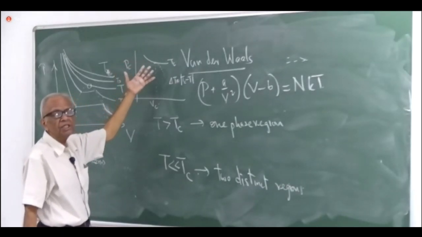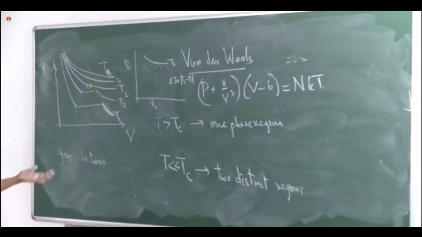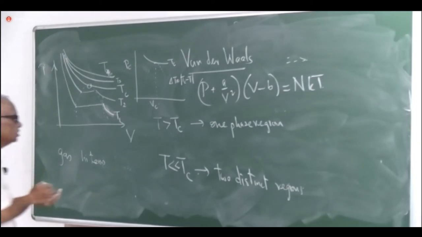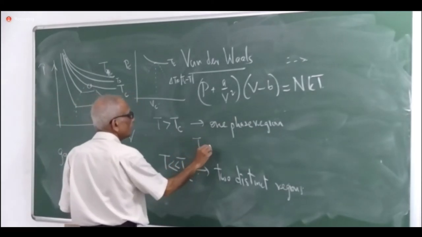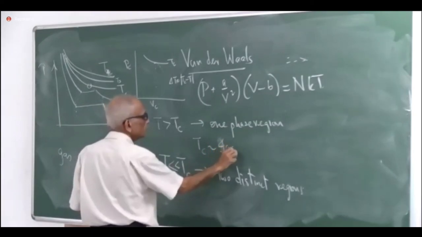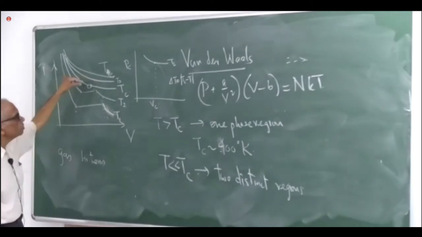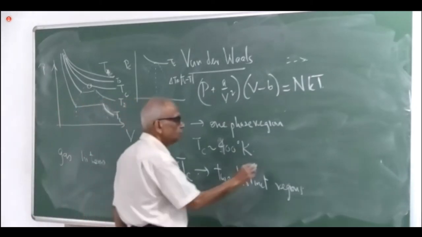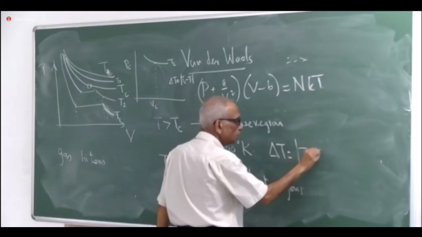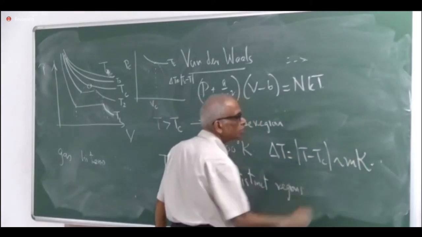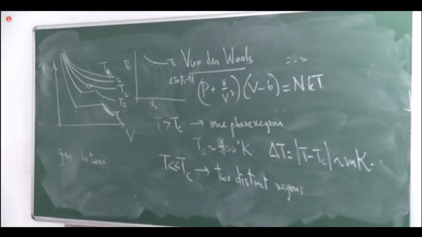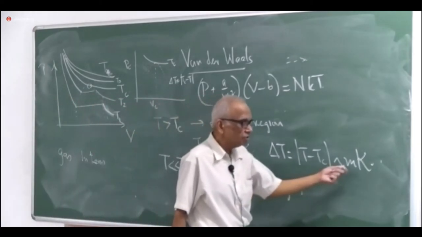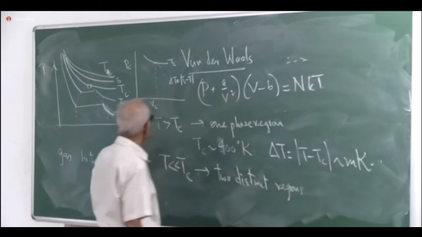Let's say your TC is some 300 or 400 degree Kelvin. So my TC, let's say, is of the order of 400 degree Kelvin. And what do I mean by being very close to TC? What I mean is delta T, the magnitude of T minus TC, is something of the order of millikelvin. That is what I mean by small, so infinitesimally close.